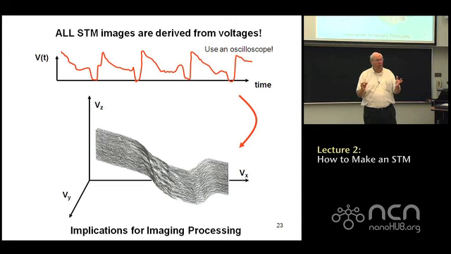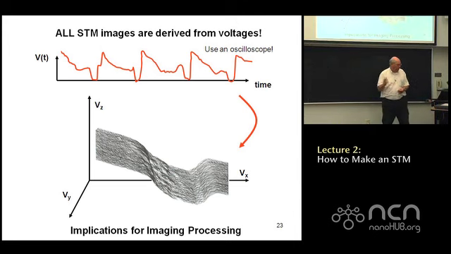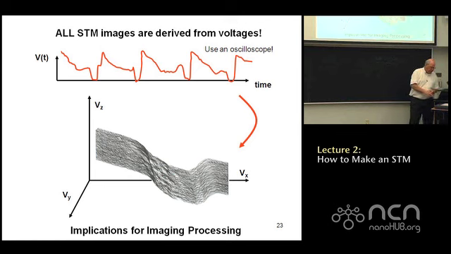And if you want to know whether the microscope is working, you almost have to monitor these voltages and start to get a feel for what are good signals, what are bad signals. So I always encourage students to use an oscilloscope to monitor voltages, right? Because it's voltages that are then transformed into images.